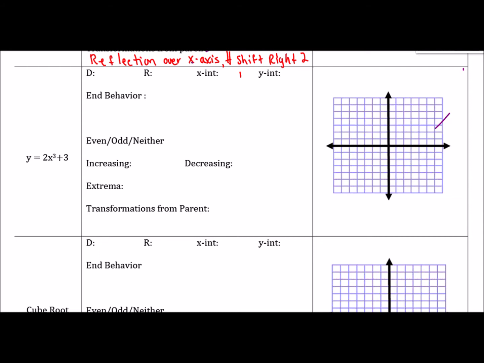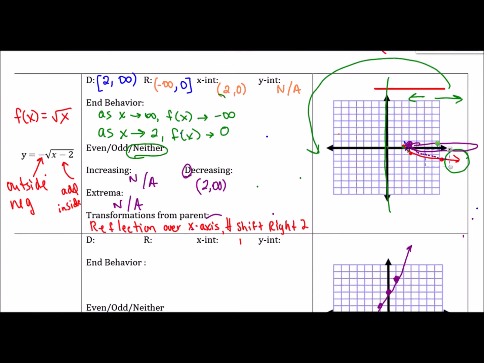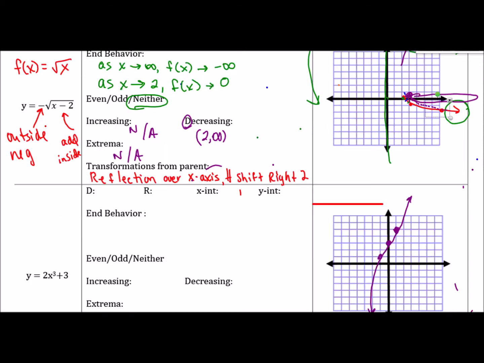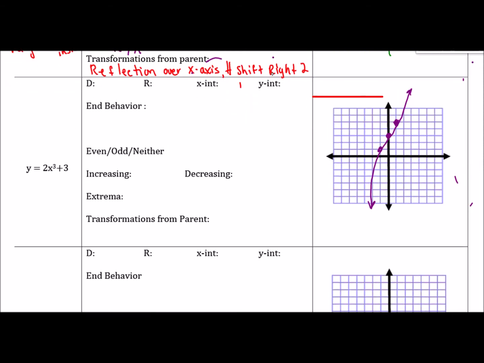Okay, this one, 2x cubed plus 3. Let me get you a graph. Okay, so beautiful. Tell you what. Okay, let's talk domain. I probably need my little bar here, make it easier on us. All right, domain.